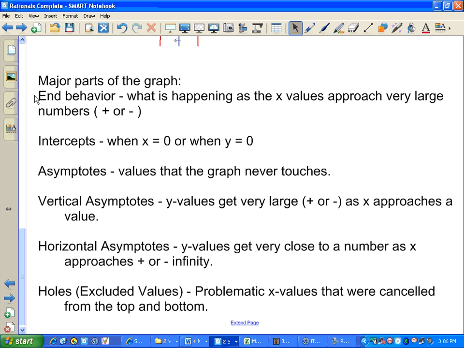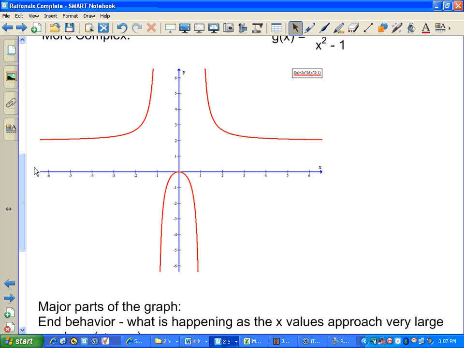Just like most other graphs, we've got end behavior. We need to know what's happening to the y values as the x values approach very large numbers. So what that would be on our graph is this end behavior here. What's happening as my x values get bigger and bigger and bigger? So as my x values get closer and closer to infinity, what's going to happen to my graph? Is it going to level out like this one's doing? Is it going to continue to go up to infinity? Is it going to go down to negative infinity?